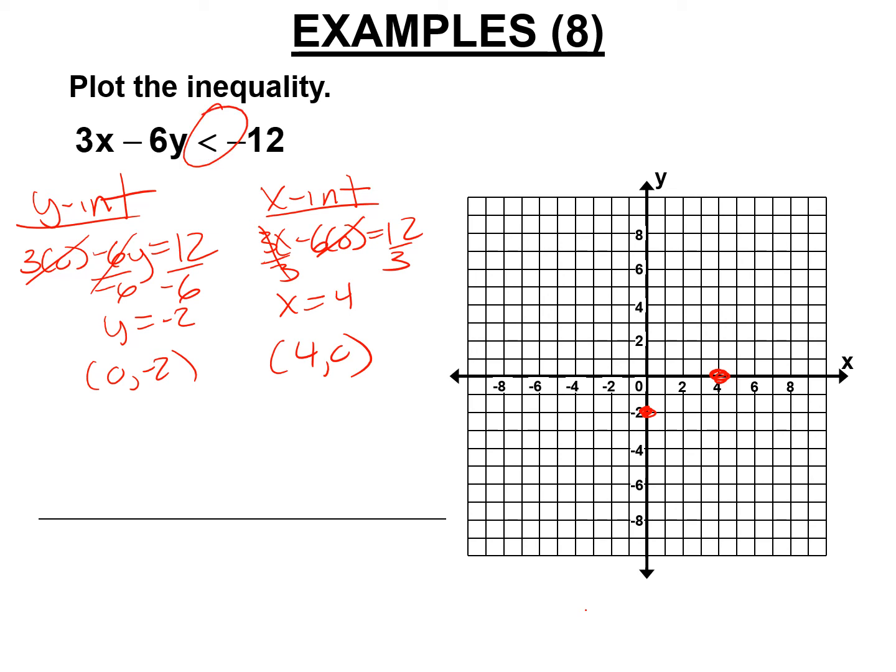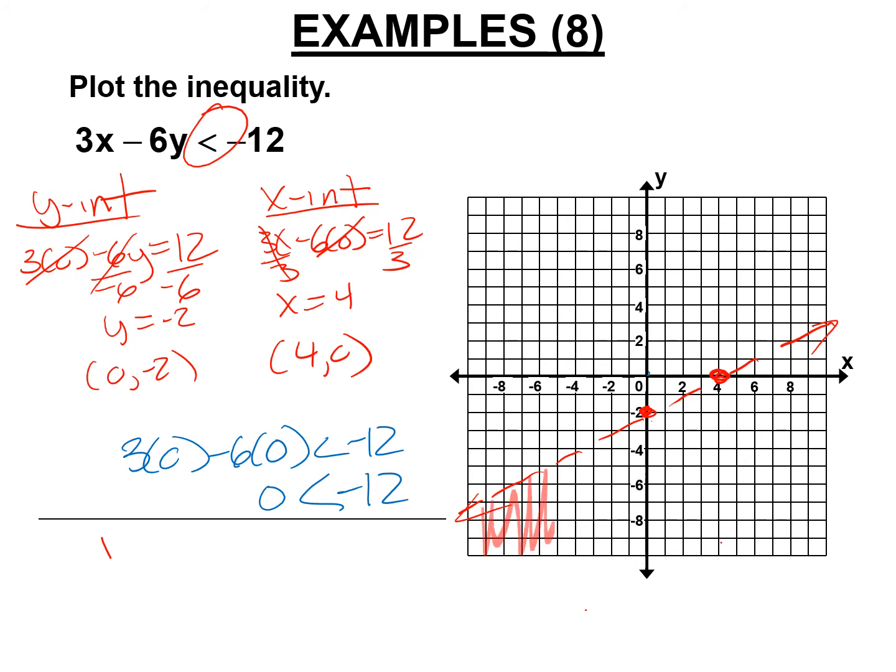Notice it's less than, so it's not or equal to, so it's a dashed line. So we're going to dash this line up here. Now we have to decide, is 0, 0 a solution? So we're going to put 3 times 0 minus 6 times 0 is less than negative 12. Is 0 less than negative 12? No, it is not. So once again, 0, 0 is not a solution. So we are going to shade the other side.